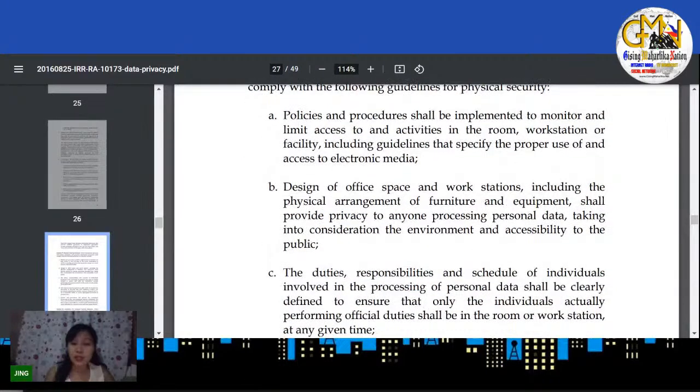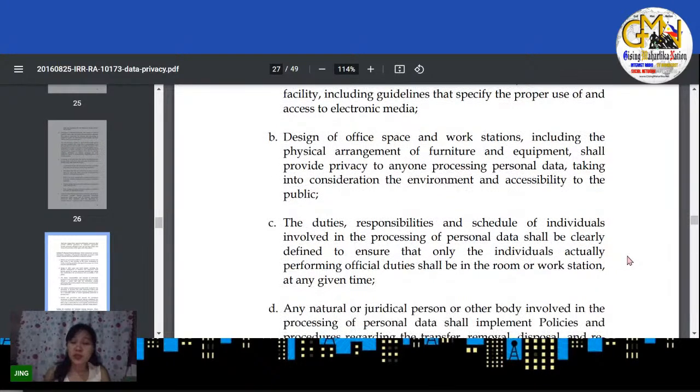Design of office space and work stations, including the physical arrangement of furniture and equipment, shall provide privacy to anyone processing personal data, taking into consideration the environment and accessibility to the public.